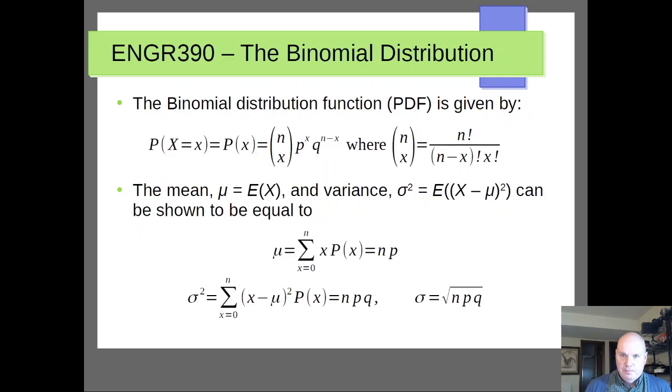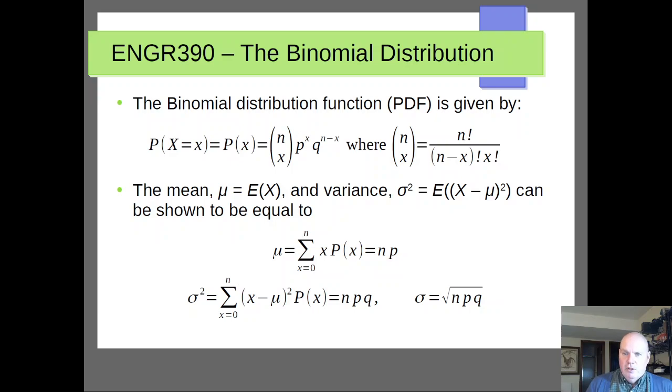distribution. So the binomial distribution function, the mathematical expression for it, is the probability that the random variable x is equal to a particular value x. It's given by n choose x times the probability of success to the x power times the probability of failure to the n minus x power. N choose x is equal to n factorial over the quantity n minus x factorial times x factorial.